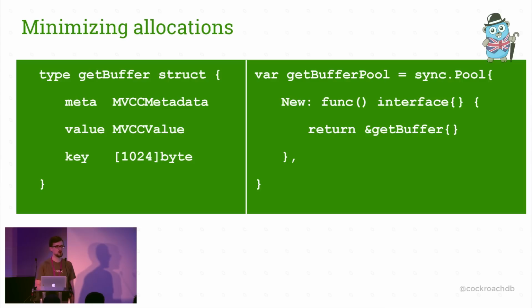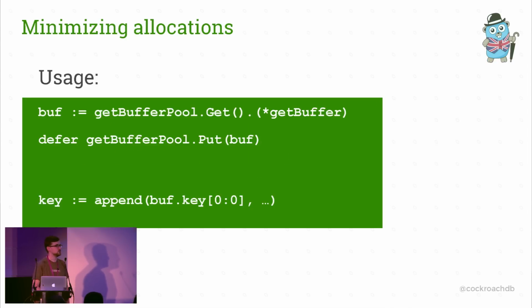It took me a long time to figure out what this was actually for and why I would want to use it. But what it does is it's a simple free list that lets you reuse objects that have already been allocated, so that you don't have to allocate another object that's going to have to be collected by the garbage collector later. And so the way you use it is by just declaring a global sync.Pool object with a factory function, which in this case just allocates a GetBuffer struct and returns it.